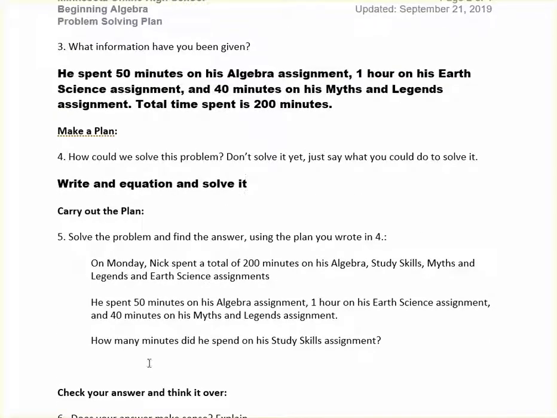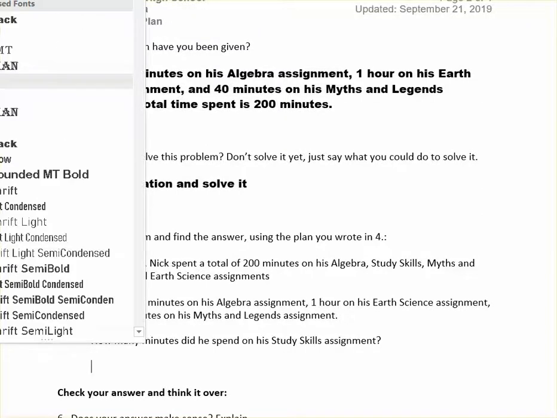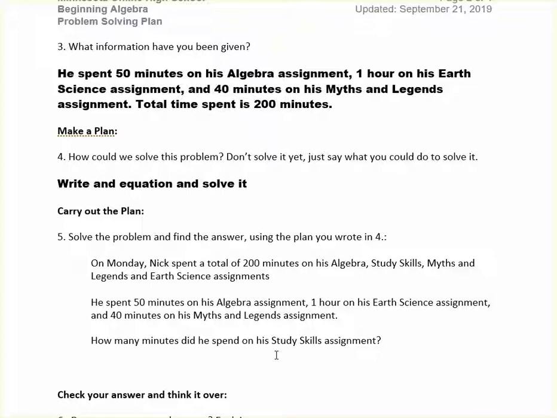So here's the problem again, which is nice because then we can see it, and it'll help me write my equation. So I'm going to write my equation now and then solve it. I'm going to write the equation that 50, that's 50 minutes for algebra, plus 60, that's the 1 hour for earth science, plus 40, that's for myths and legends, plus we need a variable for the study skills class. I don't like to use S because when I write, my S's look like 5s, so I'll use X, good old X. And that's all equal to my total of 200.